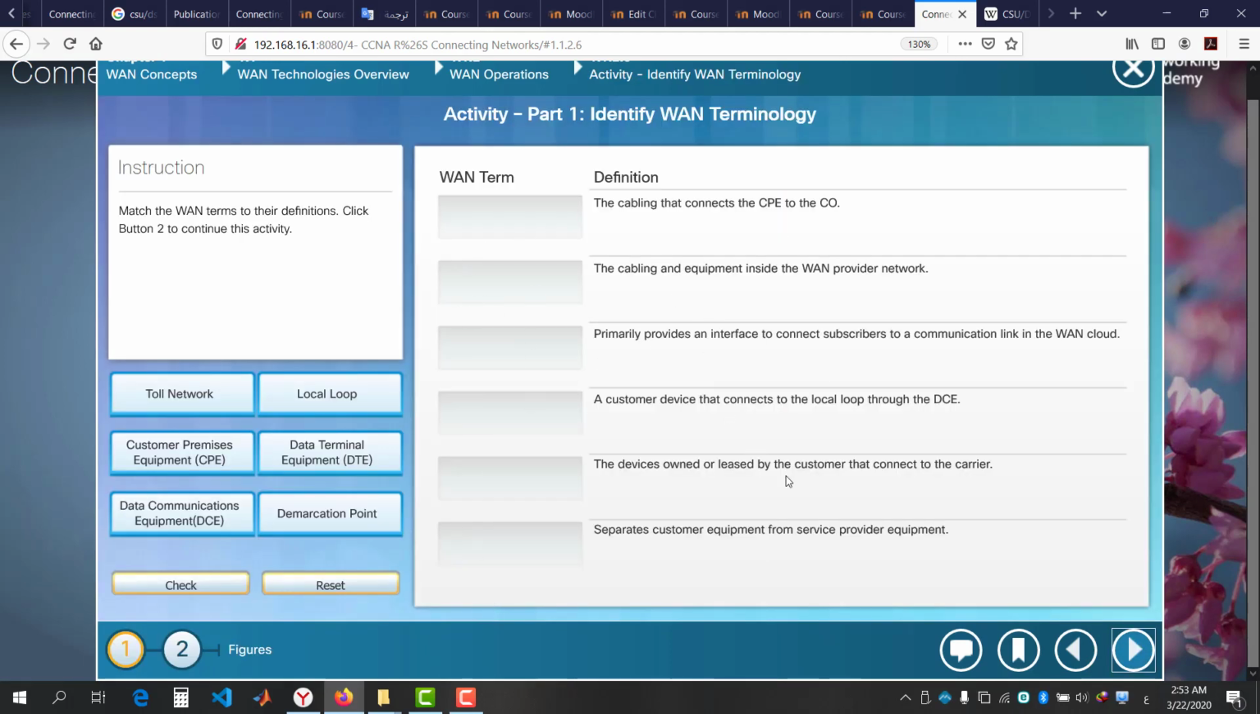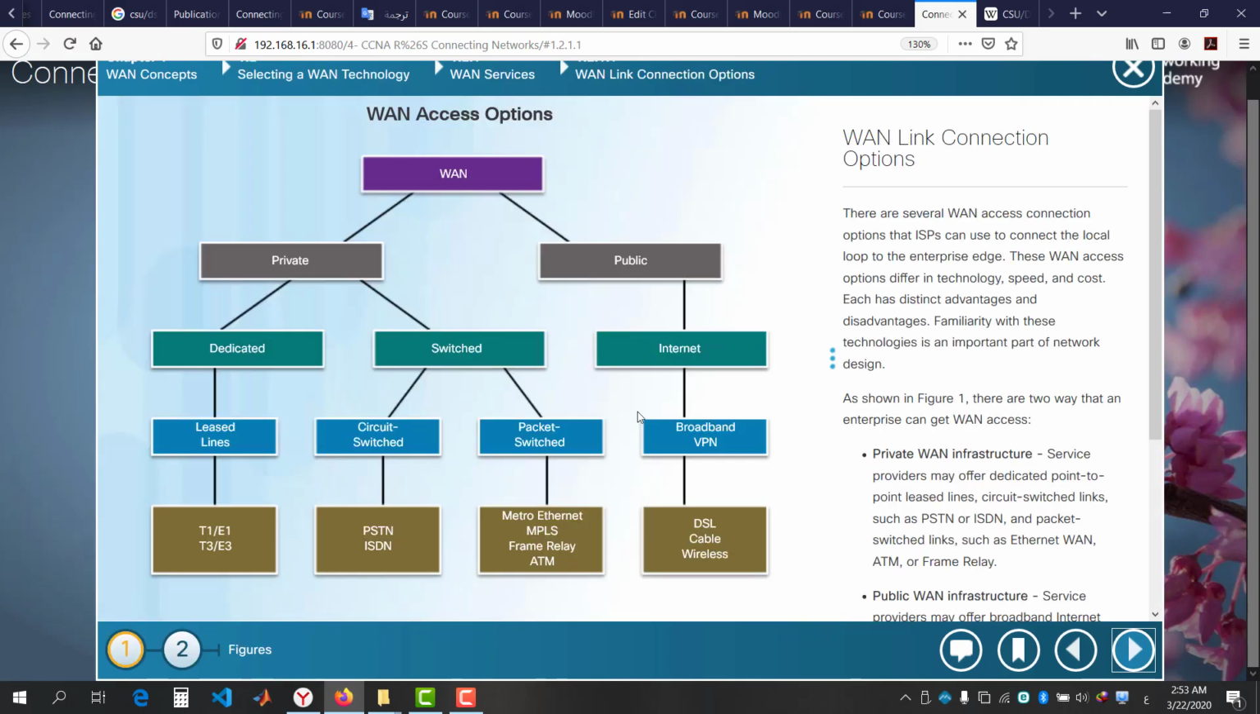This is an activity. You can play with it. Now we'll discuss the WAN link options. If I am a company and I need to communicate with a remote resource, what are the alternatives or candidate choices to establish that connection? You have two ways, and I have to choose one of them.